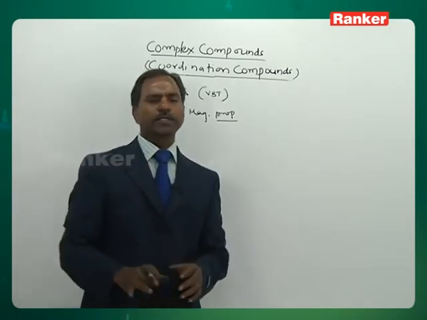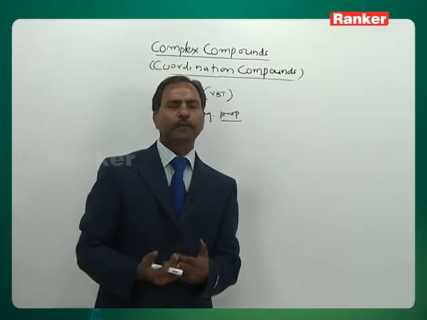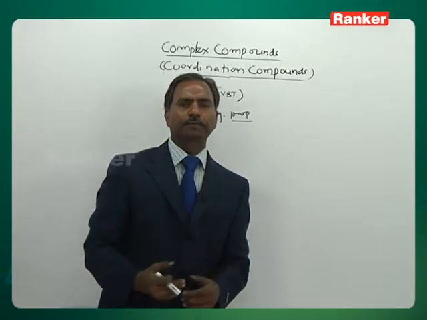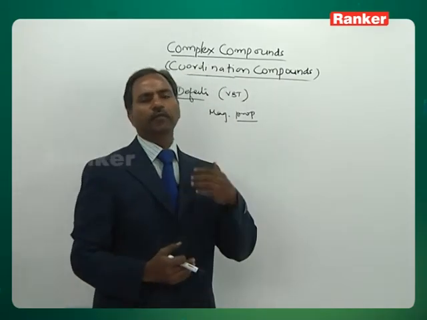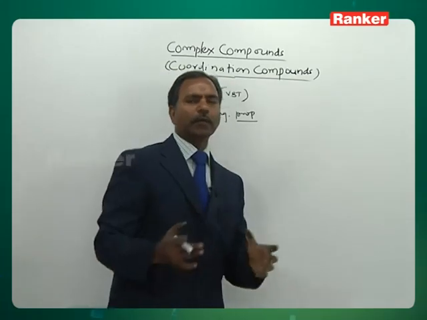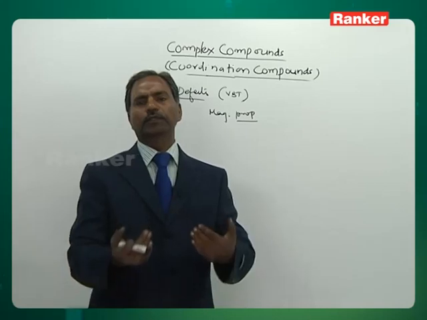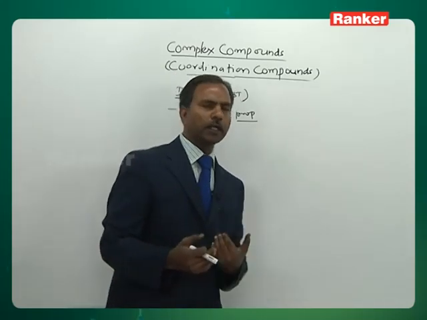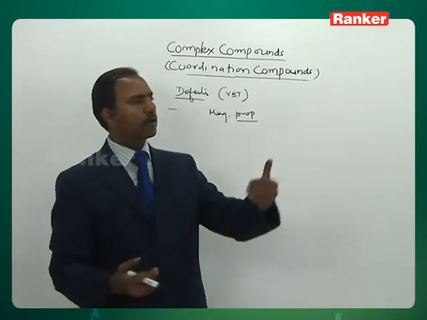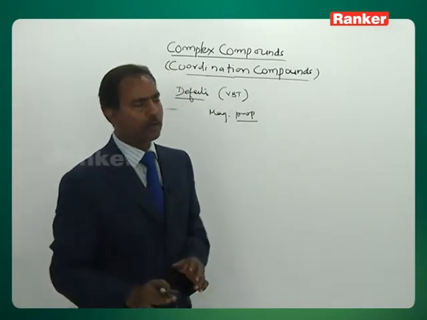When that particular balance is showing the diamagnetic nature, he said inner orbital. If that is showing the paramagnetic nature, he said that is what, outer orbital complex. Based on the magnetic property only, he had decided which is the outer orbital complex, which is inner orbital complex. Diamagnetic inner, paramagnetic outer. So this theory is completely based on magnetic properties of the complexes.